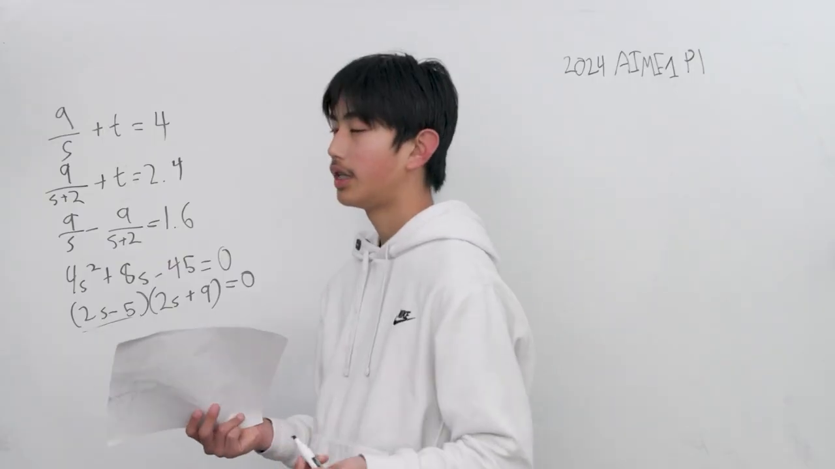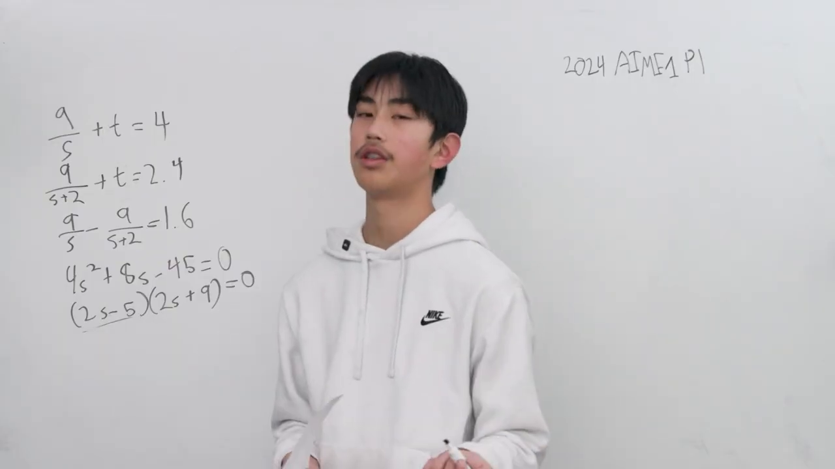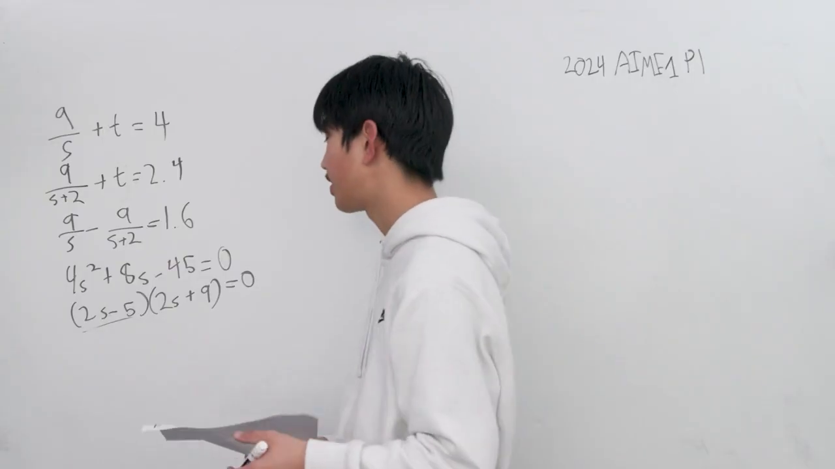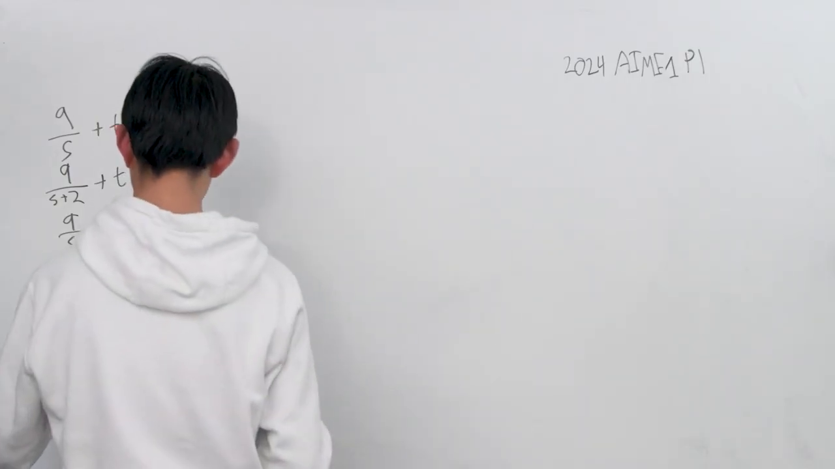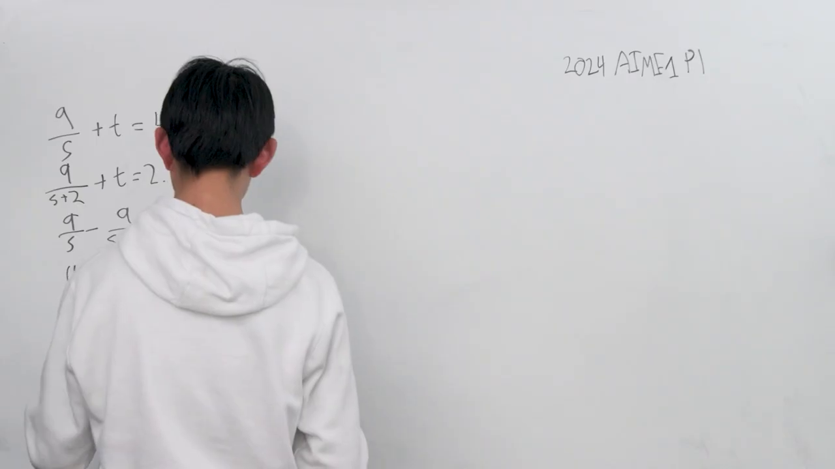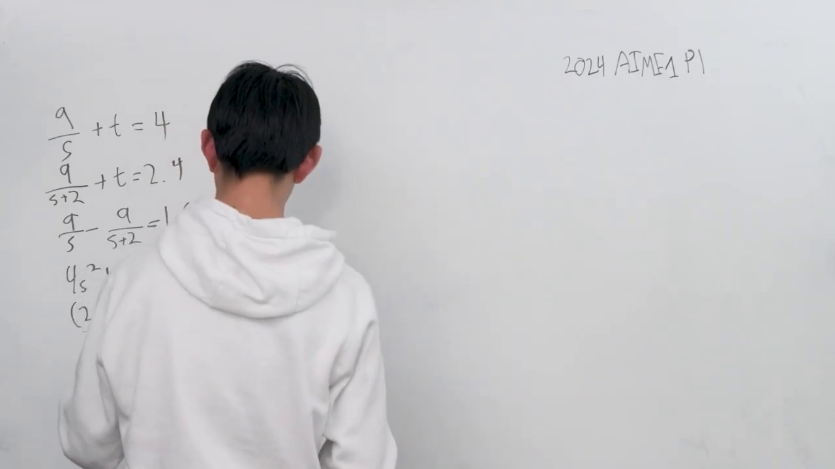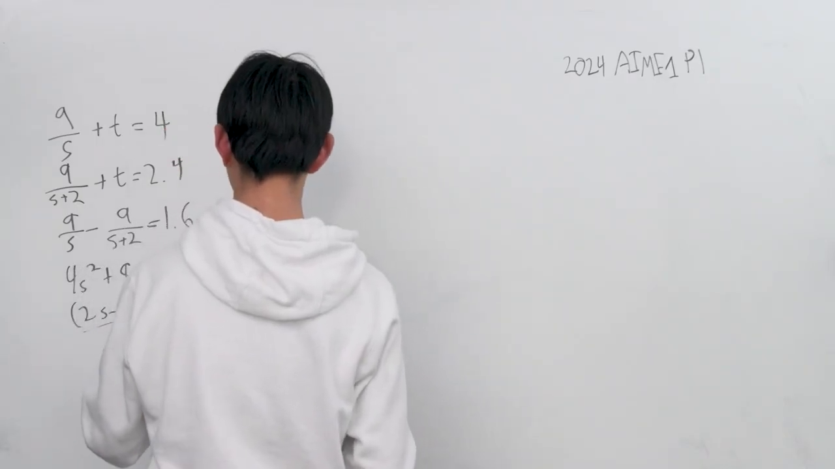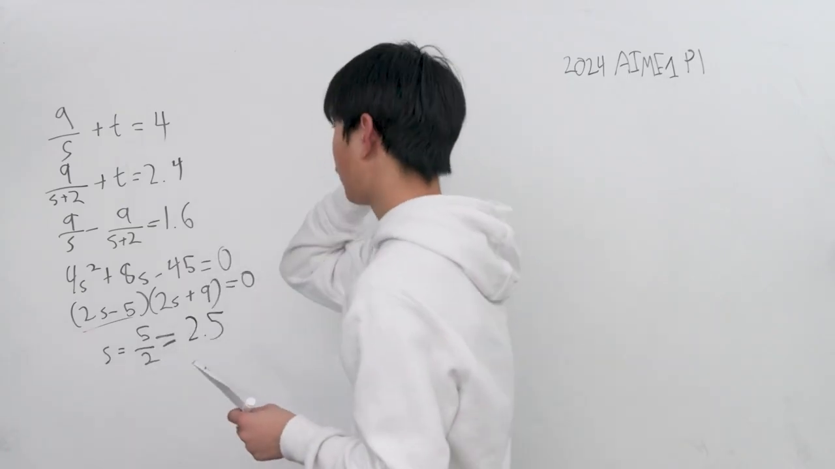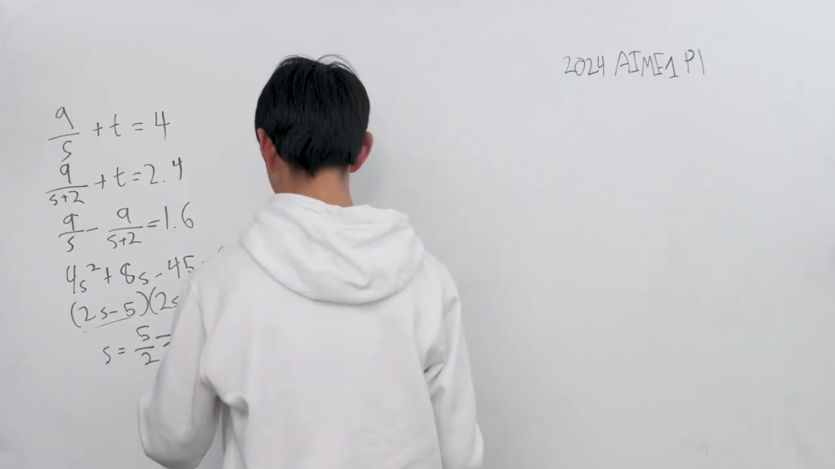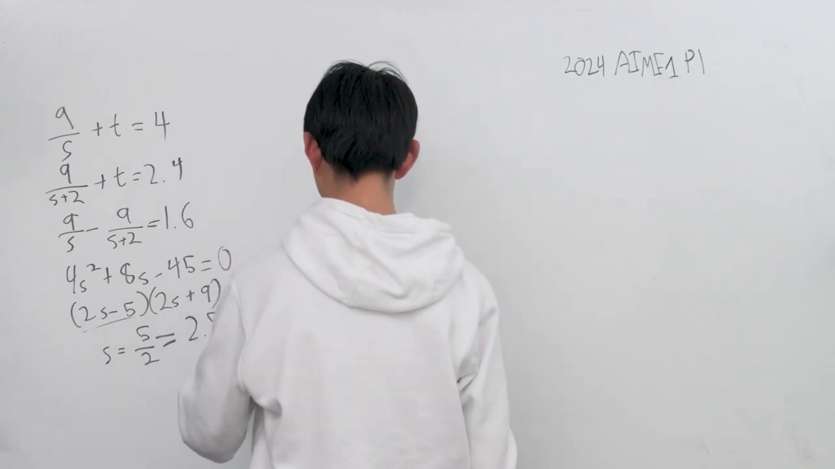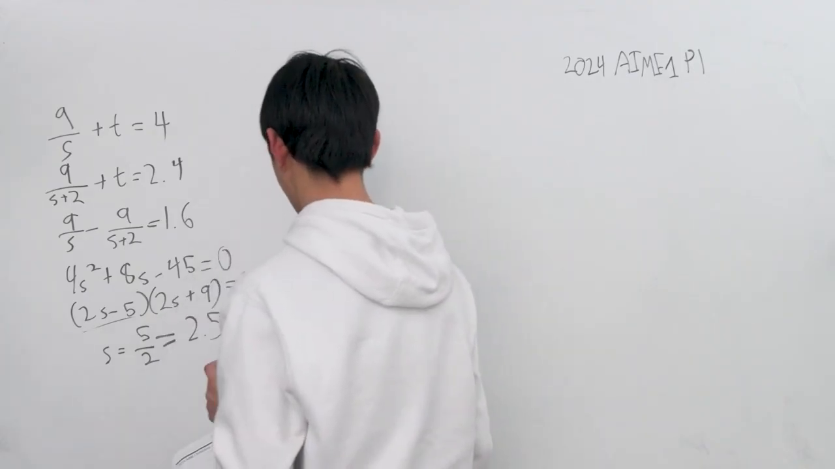You can't go at a negative speed unless it's relative to distance, but that still won't make any sense because she'll be going the other way. So for this, s is equal to 5 over 2 or 2.5. Now you can just plug this into one of these equations to solve for t. So t is equal to 0.4 hours.